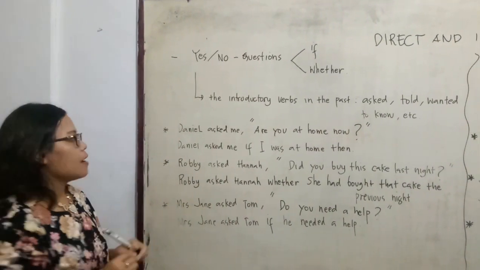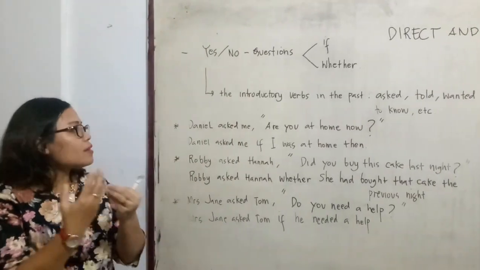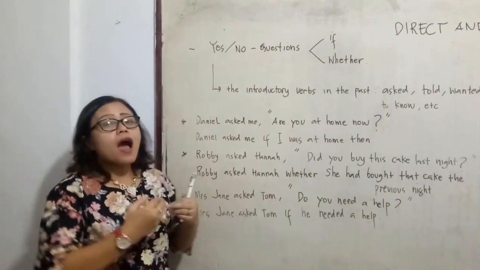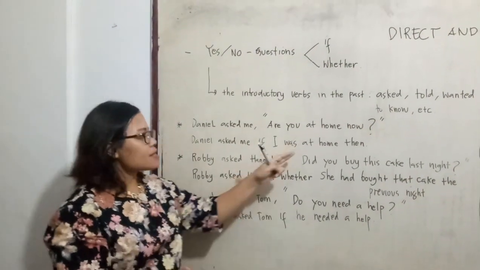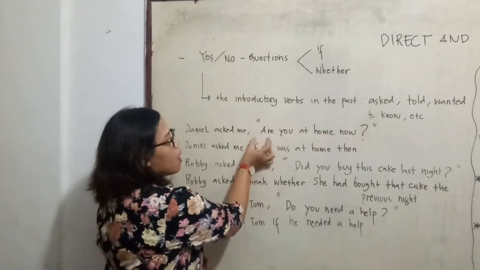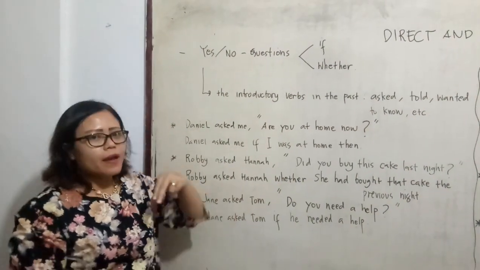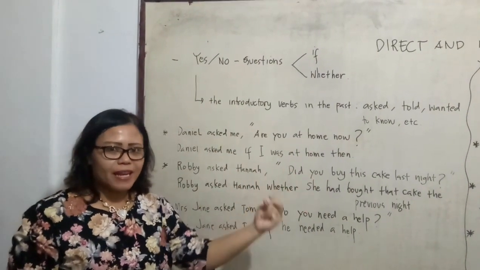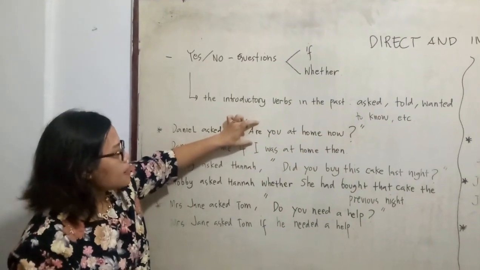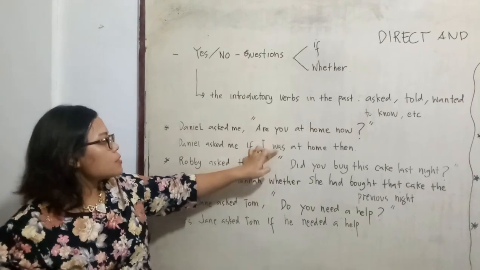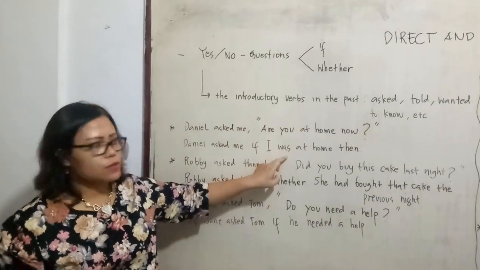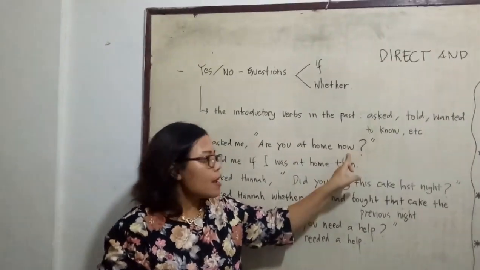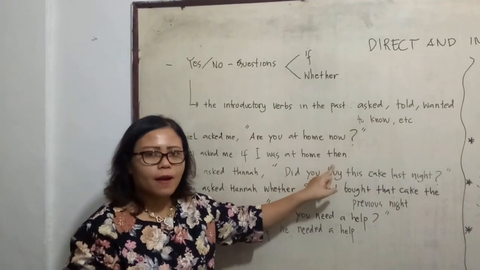Why the subject I? Because Daniel asked me. What did Daniel ask you? So the answer: Daniel asked me if I was at home then. And you can see this "are" here. It is present. In my previous video, you can know that the changing of the tense is needed in these forms. Present changes into past here, so are becomes was. And then you can look at this "now" as the adverb of time, and you can see this changes to become "then".